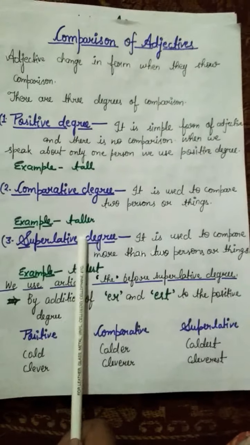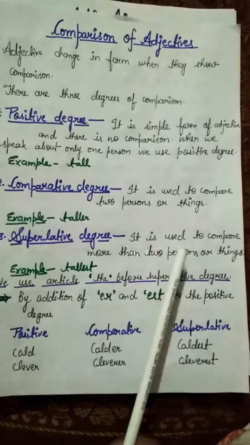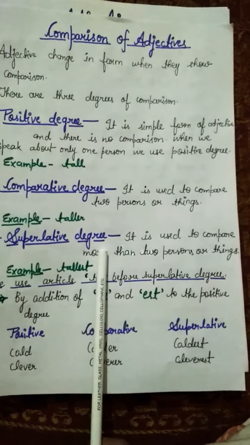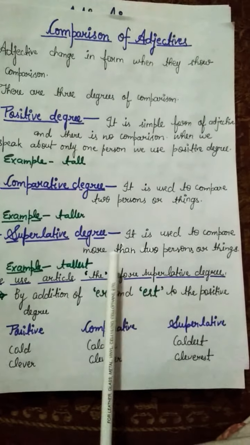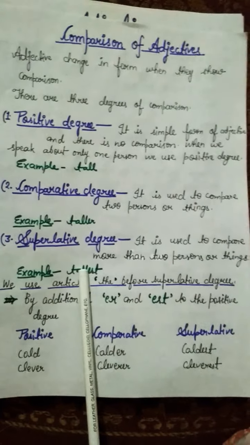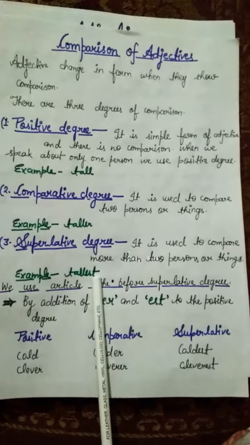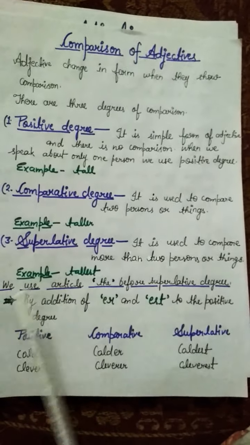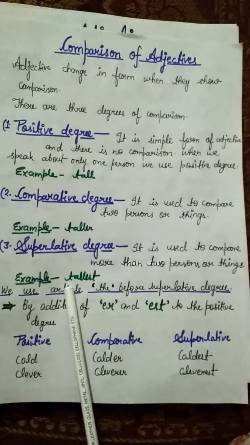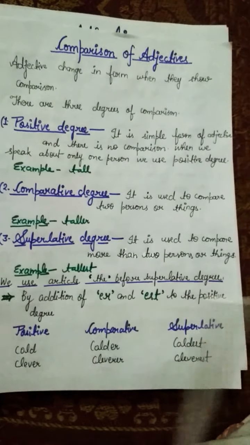Next, superlative degree. It is used to compare more than two persons or things. Example, tallest. So we can make superlative degree by adding est to the positive degree. Okay, and remember this point, we use the article the before superlative degree in sentences.